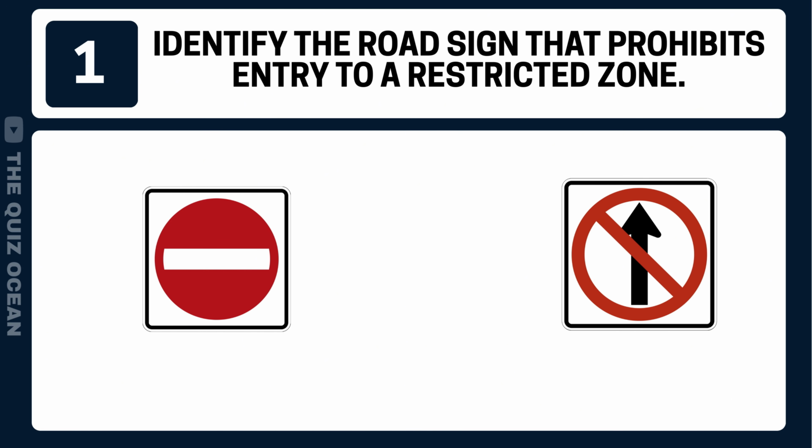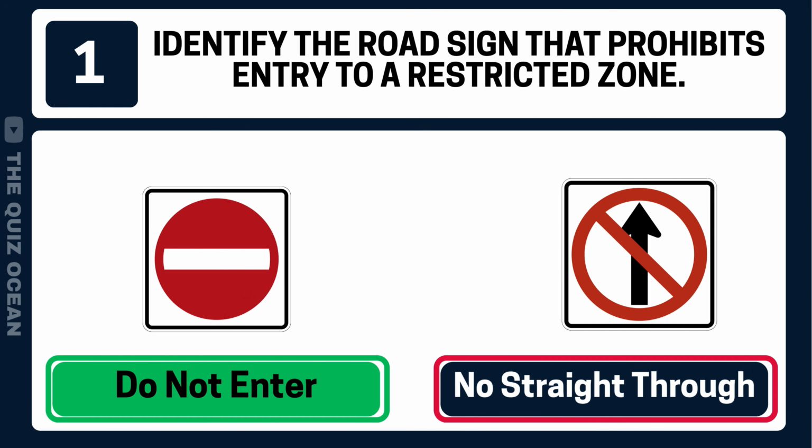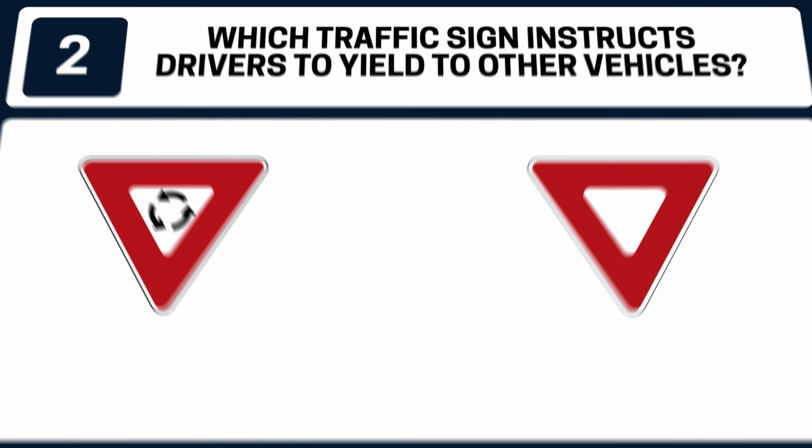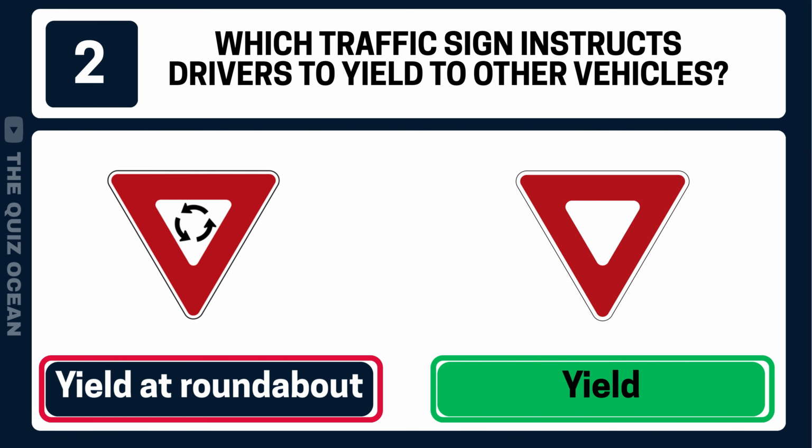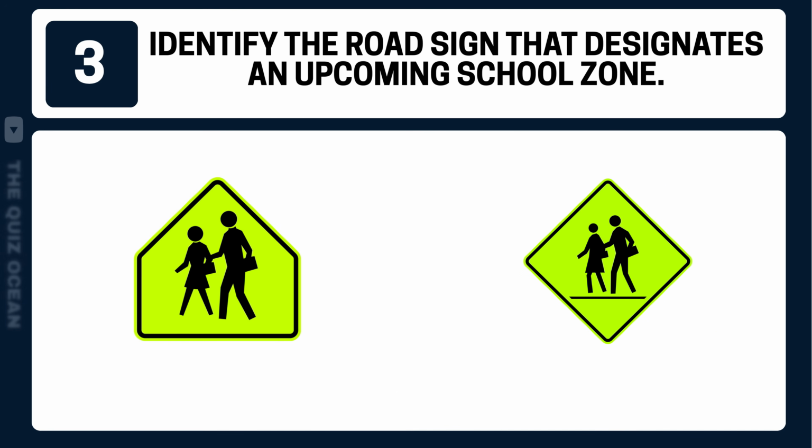Identify the road sign that prohibits entry to a restricted zone. Which traffic sign instructs drivers to yield to other vehicles? Identify the road sign that designates an upcoming school zone.